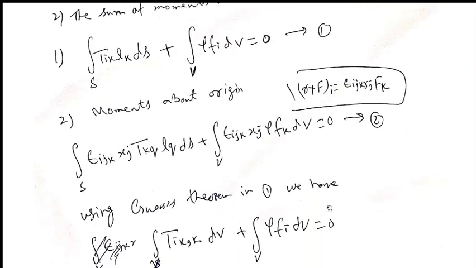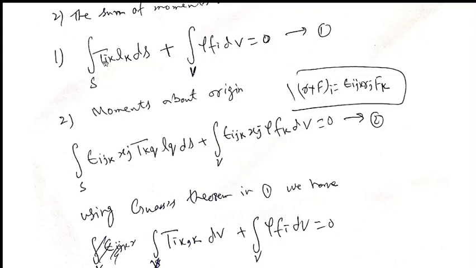Now in our previous lecture we studied Gauss's theorem. We wrote the statement of Gauss's theorem, and what the use of Gauss's theorem is. Here in equation 1 and equation 2 we can see that in one term we have a surface integral, and in the second we have a volume integral, so we have to make these two integrals the same. So we will use Gauss's theorem and change this surface integral into a volume integral.